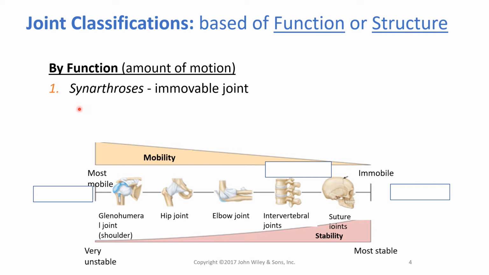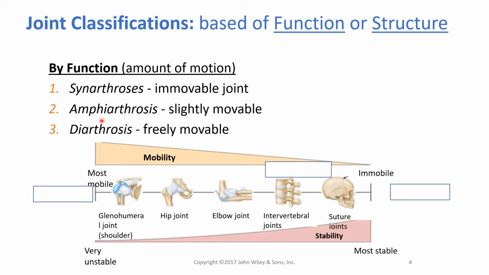Sorry, I didn't want to give that away yet. The second one is going to be amphiarthrosis, and amphi in this instance is referring to being slightly movable. So they can move a little bit, but not a whole lot. And then we've got diarthrosis, and di means two. It also just is going to refer to this as being freely movable.